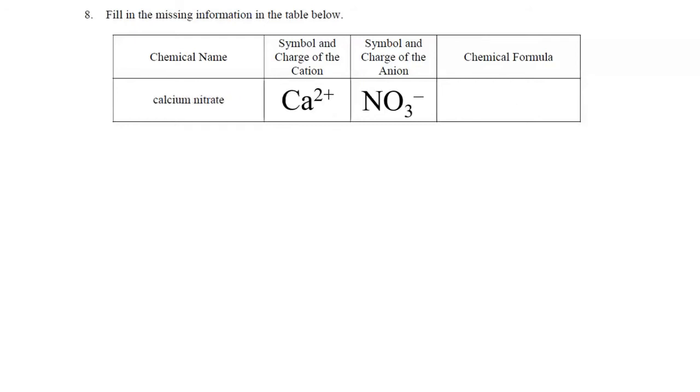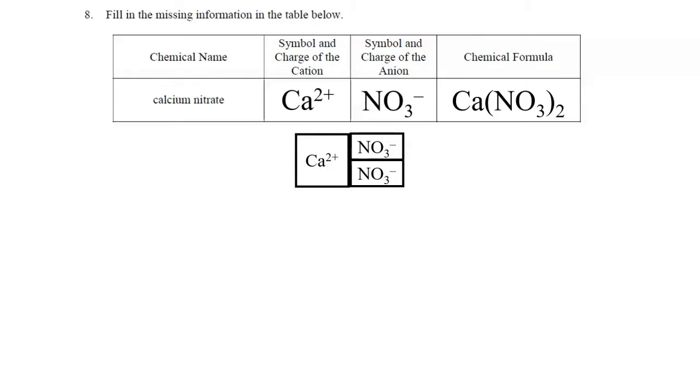And then calcium nitrate. For every 1 calcium, we need 2 nitrate ions. So after the Ca, it's going to be NO3 inside parentheses with a 2 on the outside. So Ca parentheses NO3, 2. All right, so those are the symbols and charges for all of the ions and the correct chemical formulas.